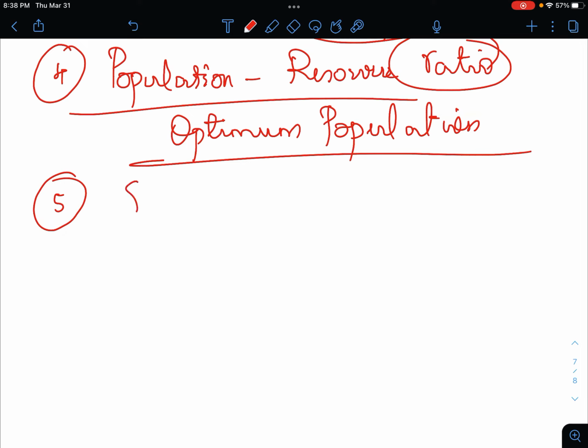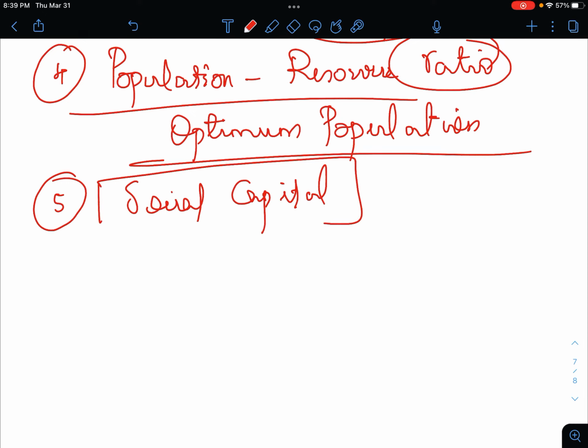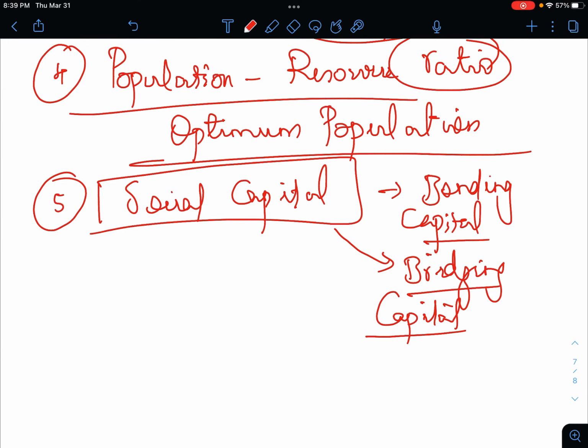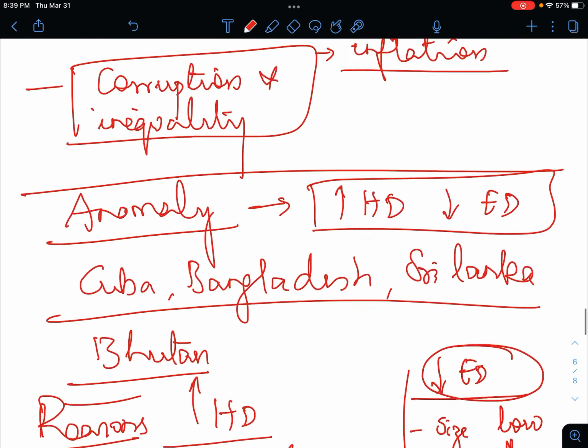Their social capital is strong. Population as a social capital is part of your syllabus in population geography. The social capital is nothing but the bonding and bridging capital, which is very high. Sorry for my handwriting. I will definitely improve it in my later videos.